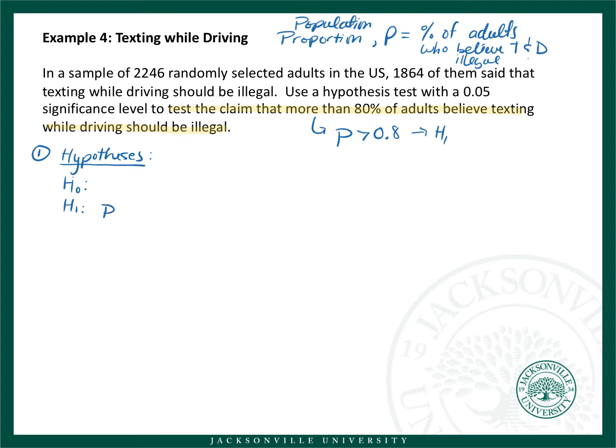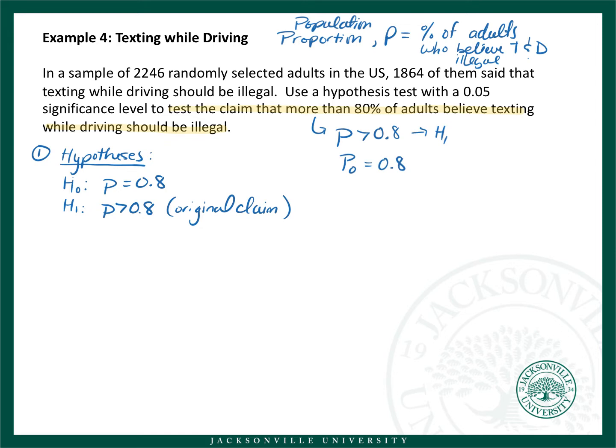So here, p greater than 0.8 is the original claim. So again, keep track of which of the two hypotheses is the original claim. And so if that's not true, then p is either going to be less than 0.8 or equal to. So we take the statement that contains equality, and that becomes the null hypothesis. So the null hypothesis value is 0.8.